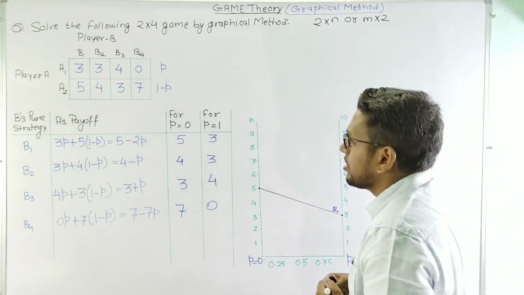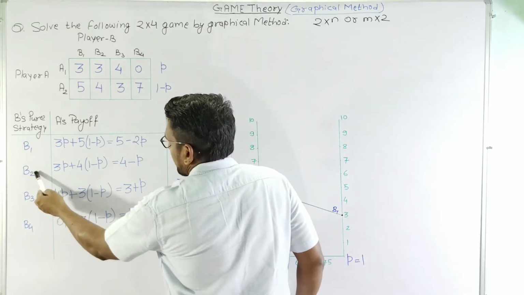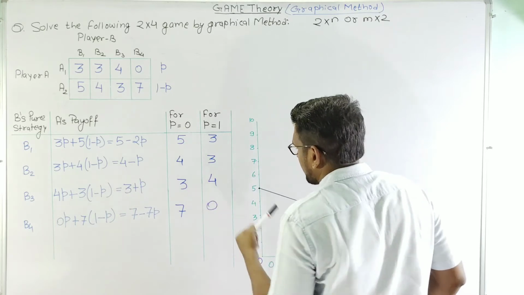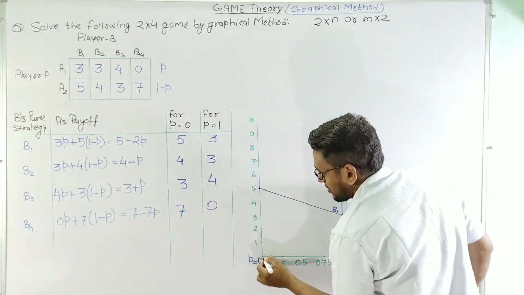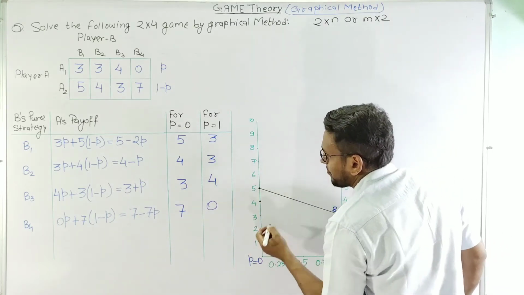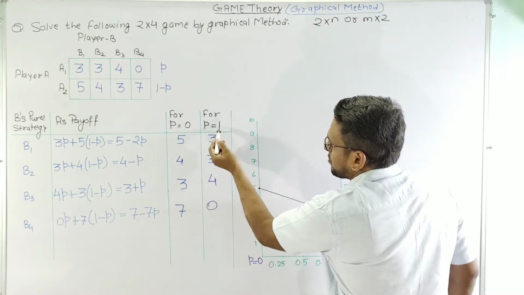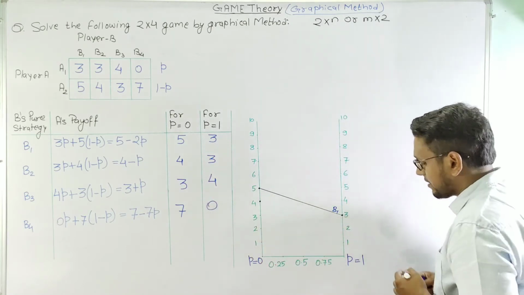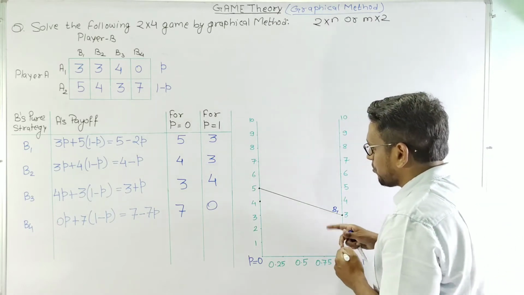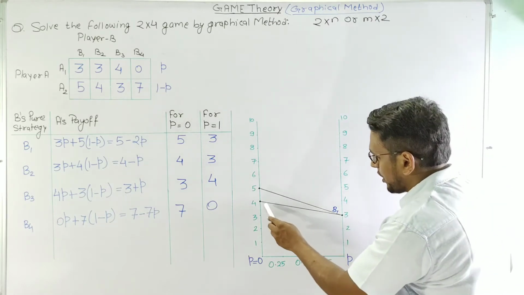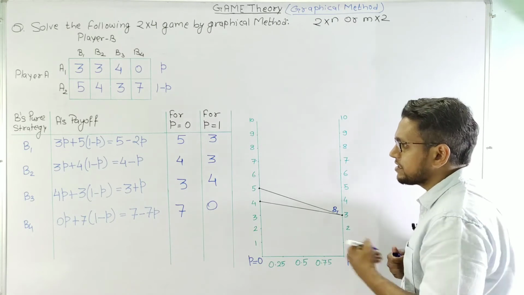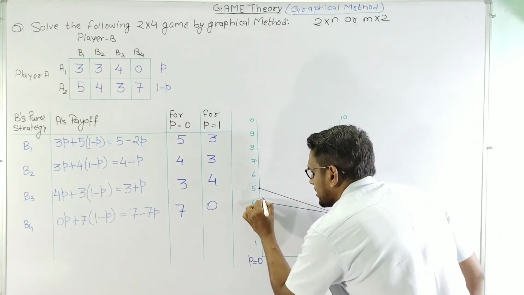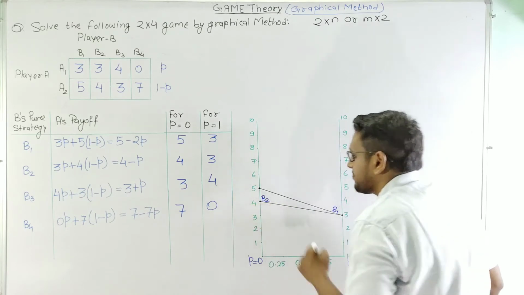Now let us see for pure strategy B2. At p equal to 0 the point is 4. So here at p equal to 0 the point is 4, and at p equal to 1 the point is at 3. So here the point is at 3. Now again we need to join these 2 points. So here we have joined these 2 points, and this represents the pure strategy B2. So we will write B2 somewhere here.